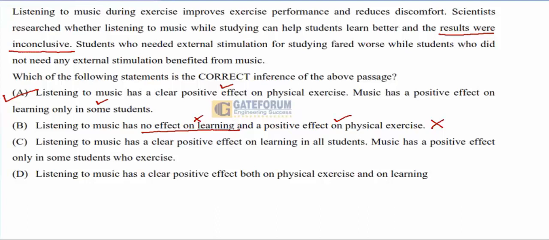Listening to music has a clear positive effect on learning in all students. Absolutely wrong sentence. And music has a positive effect only in some students who exercise, which is absolutely wrong. The next one: listening to music has a clear positive effect both on physical exercise and on learning. Once again wrong, because on learning it is inconclusive. Physical exercise is correct, but learning is wrong. So you see, our first conclusion was absolutely correct.